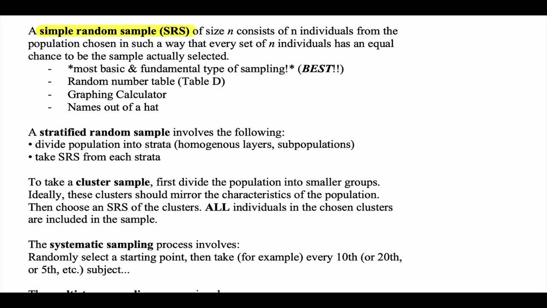Names out of a hat. That's probably the most commonly used one. So if I want to pick a sample of you guys, I put everyone's name in a hat once or twice. So everyone's name is in the hat. I can't have three of the same person. So let's say I have three names for one person and one name for another person. I have to have an equal representation.